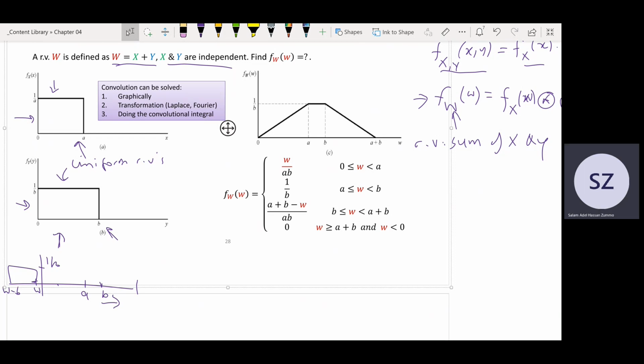Basically you have 3 phases or 4 phases here. Phase when W is less than 0: the answer is 0. Phase when W exceeds A plus B: simply when there is no overlap between this after flipping and shifting, and this. This is clear: 2 phases, the right and the left. Now in the middle you have 3 phases. First of all you need to know that there are 3 phases: one increasing, one constant, one decreasing. And then for every phase, in order to find the value, you need to multiply and integrate. Clear? Integrate means find the area.